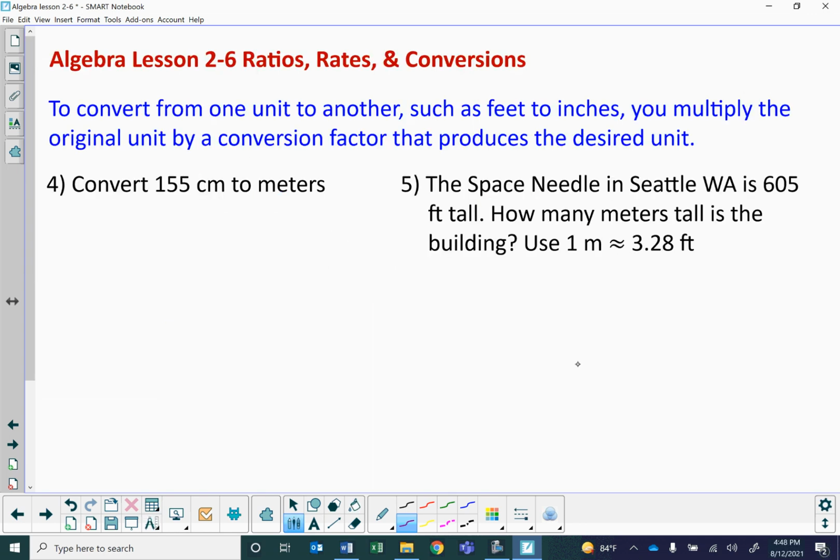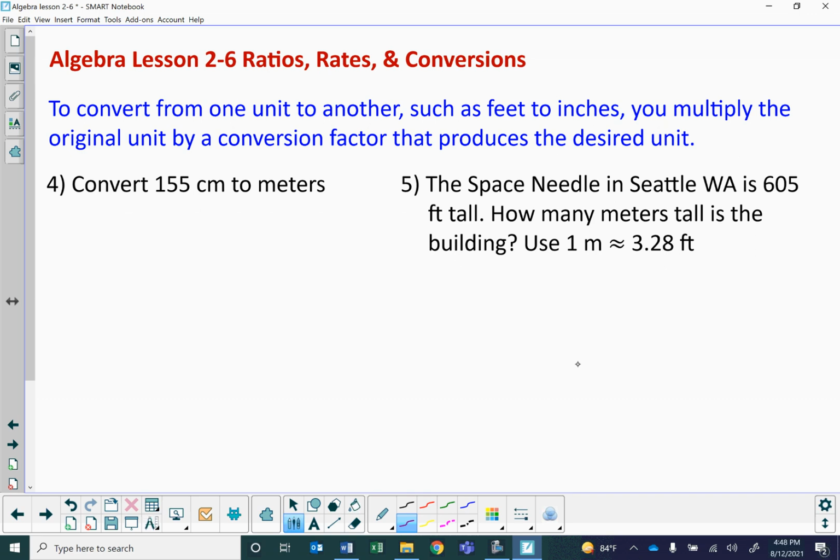Alrighty. To convert from one unit to another, such as feet to inches, you multiply the original unit by a conversion factor that produces the desired unit. It's helpful to know what some of those units are, and I will be giving you the customary system conversion factors for you in class. I'll give it to you as a small piece of paper about the size of an index card or so. It'll be on cardstock, and you can keep it and you can use it for quizzes.